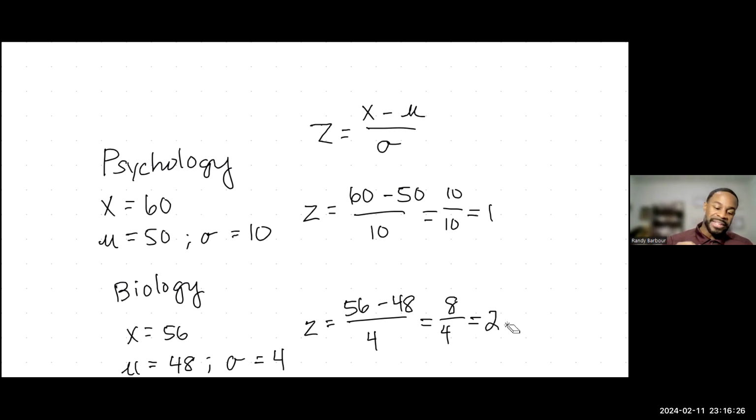That means that he did way better on the biology test than he did on the psychology test in comparison, because what we did was we converted the actual values, even though they had different means and different standard deviations, to the same scale. And when you convert them to the same scale, then you can compare them to one another. So again, a z-score of 2 versus a z-score of 1 means the z-score of 2 is better. So he scored higher and is doing better in the biology class than he's doing in the psychology class.